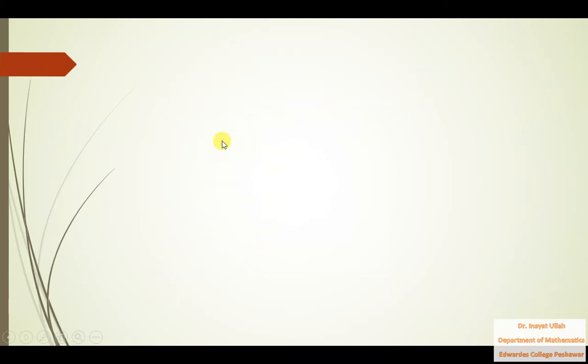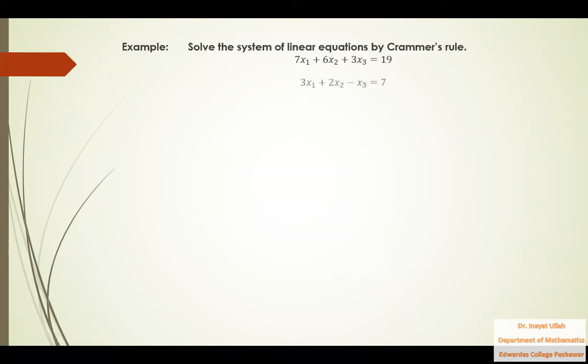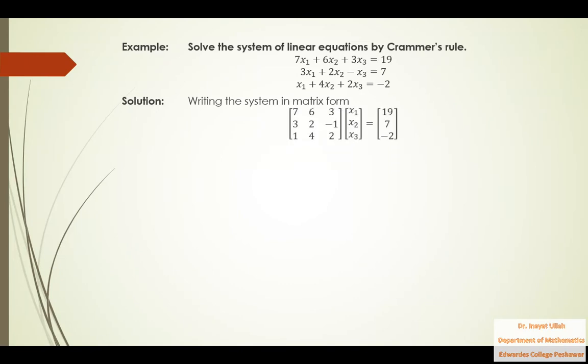Let us start solving an example. We need to solve the system of these linear equations by Cramer's rule. There are 3 equations, linear equations, because the powers of x1, x2 and x3 are 1. So first of all, we need to write the system in matrix form. How could we write the system in matrix form?